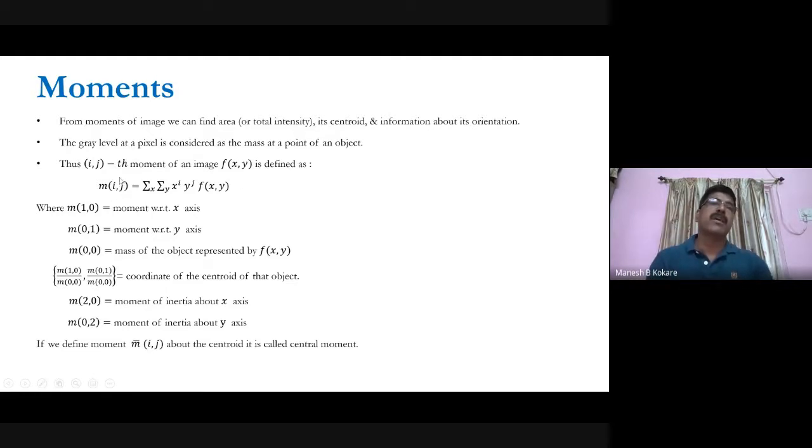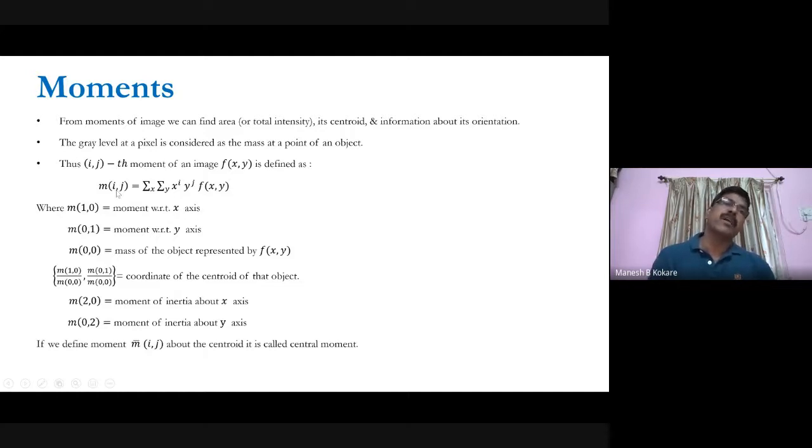So m_ij is the moment: summation over x, summation over y, that is rows and columns, of x raised to i, y raised to j, times f of x, y. Now this i and j decide the moment. Suppose for example m10, where i is equal to 1 and j equal to 0, then x raised to 1 will be there and y raised to 0 will be there. y raised to 0 means this will be one, so x raised to 1 into f of x, y is nothing but the moment with respect to the x-axis.